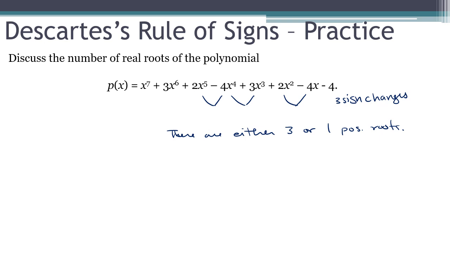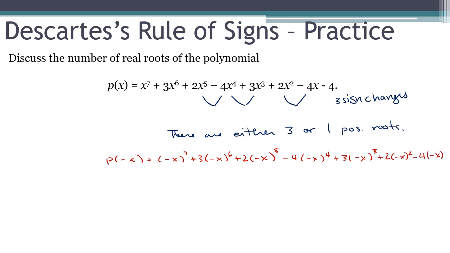Okay, now for the negative ones, I've got to look at P of negative x. That's negative x to the 7th plus 3 negative x to the 6th plus 2 negative x to the 5th, minus 4 negative x to the 4th plus 3 negative x to the 3rd plus 2 negative x squared minus 4 negative x minus 4. I know these get long.